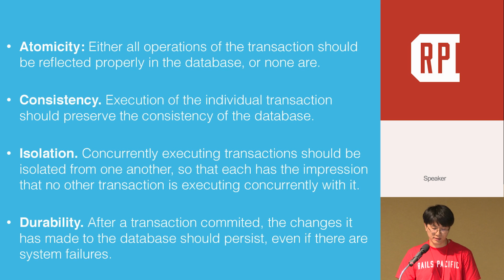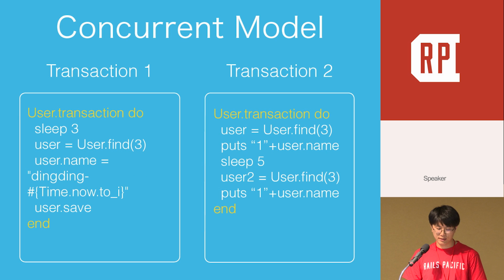So let's see an example to understand how this ACID works. The complexity comes from the concurrent processing, like our Rails application might update the same table or record at the same time by different processes or threads. For example, this is transaction 1, which tries to update the user record 3. And meanwhile, there is another transaction, T2, trying to read the user record.